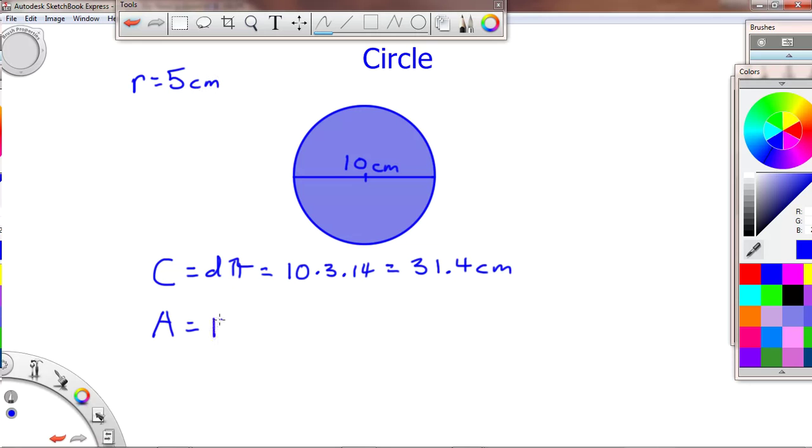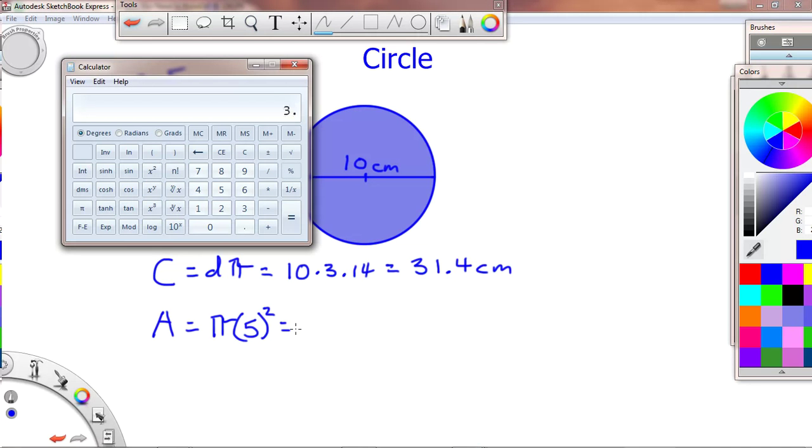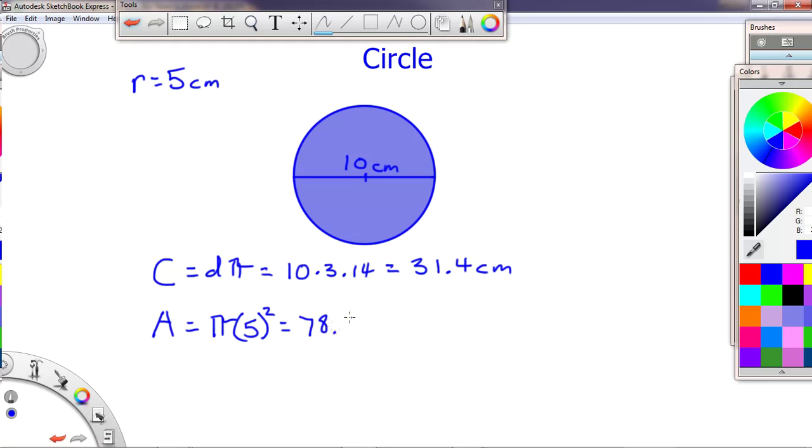So my formula is going to be pi times 5 squared. You know, I don't even need to be doing parentheses here, but I'm showing you that I'm substituting. But anyway, let's keep going. So this is going to be 3.14 times 5 squared is 5 times 5. And that gives me 78.5. What are we talking about? We're talking coverage, we're talking area, we're talking square centimeters.